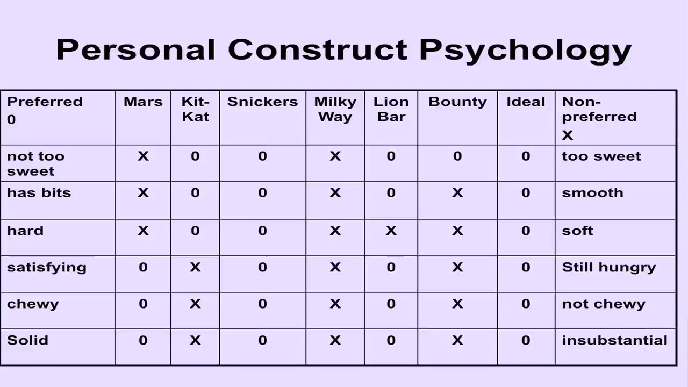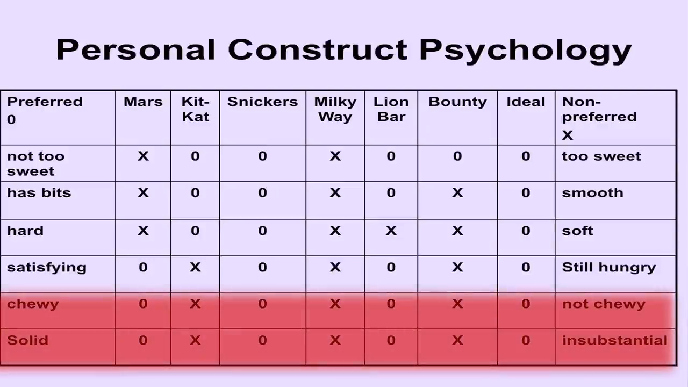Then you can have a look at relationships between constructs. So this is one of the other things that we said that grids can enable you to do. So instead of looking down the columns this time, we look across the rows. Can you see any patterns of scores that look the same or similar looking across the rows? Chewy and solid. They are identical. I've scored them in the same way. And from that, you can begin to say, okay, there's a little constellation of constructs here.